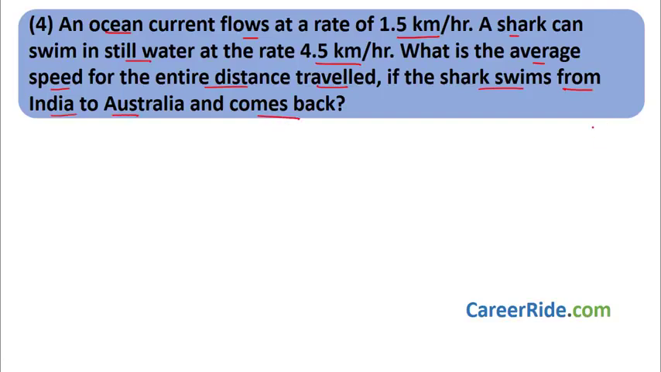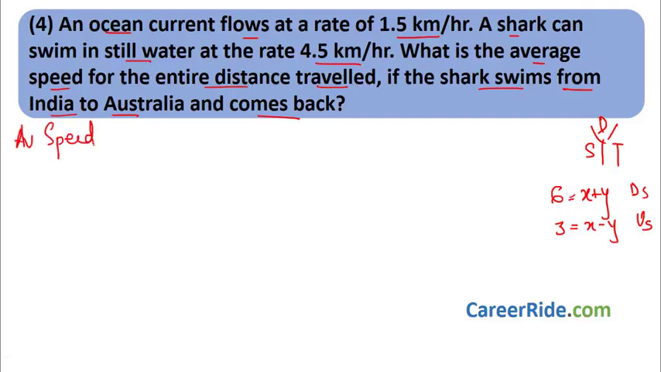Now over here, since it is DST, we will have x plus y as downstream speed, x minus y as upstream speed. So x is 4.5, y is 1.5. So we will have 4.5 plus 1.5, 6, and 4.5 minus 1.5, 3. So 6 kilometers per hour, 3 kilometers per hour, right? Now here we have to find average speed. What is average speed? Speed is nothing but distance upon time. So average speed is nothing but total distance upon total time.